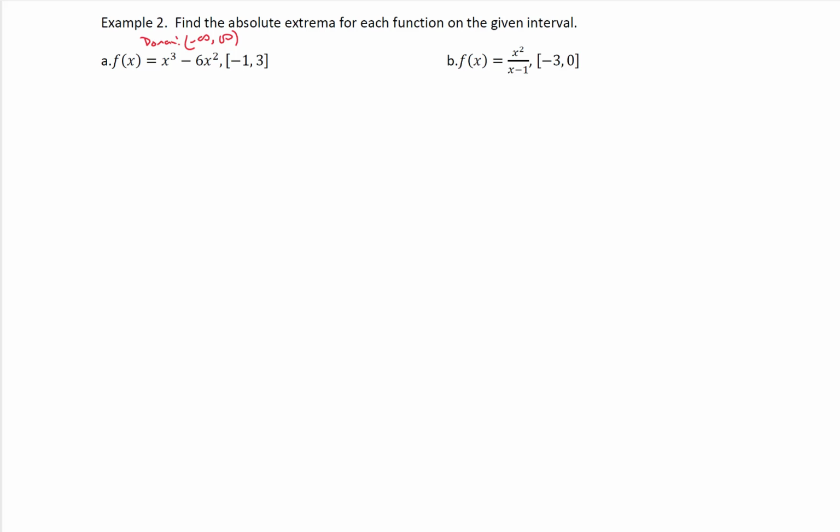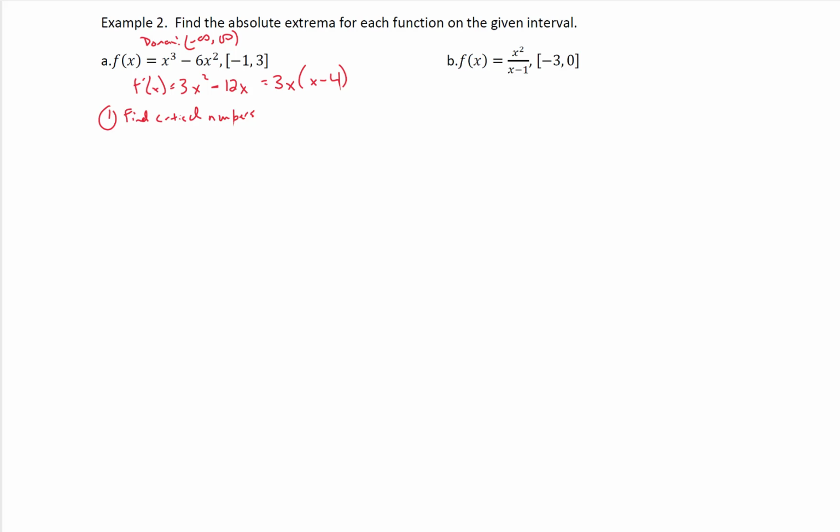So now step 1, we need to find our critical numbers. To do that, what do we need? We need our derivative, right? So let's find f prime of x. f prime of x is 3x squared minus 12x. And let's go ahead and simplify that, factor it out. So that's 3x times x minus 4.